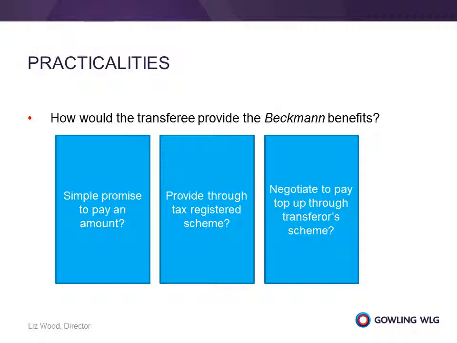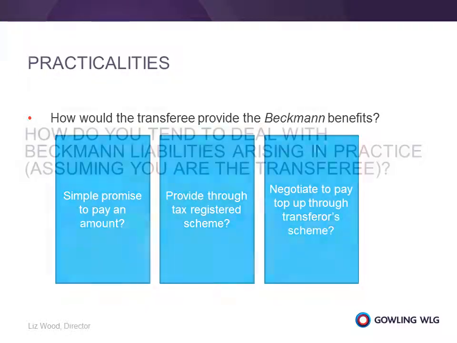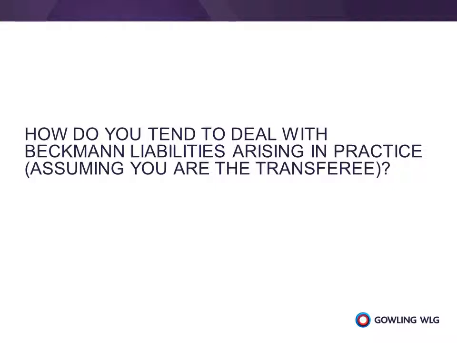So 1, offer the employees a cash sum in settlement. 2, offer employees a lump sum into their existing pension. 3, agree with the old pension scheme to provide the enhanced benefit through that scheme. Or thankfully you've never had to deal with it in practice.